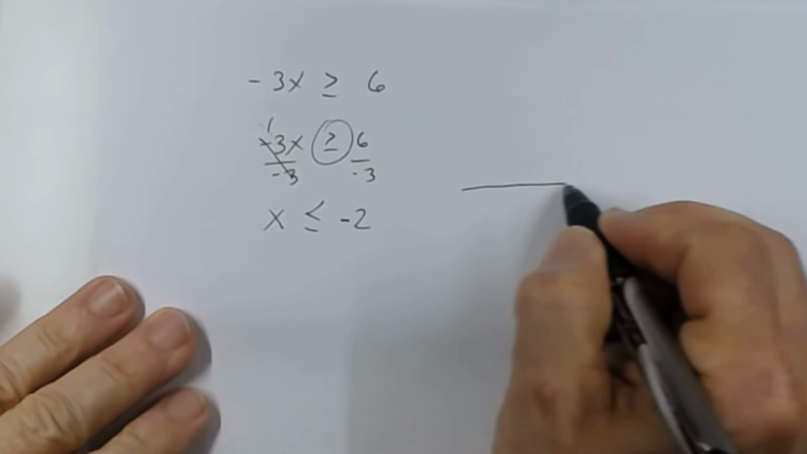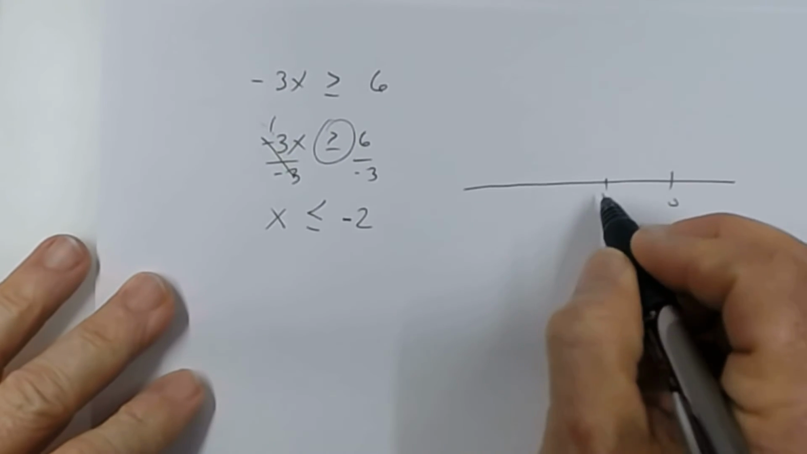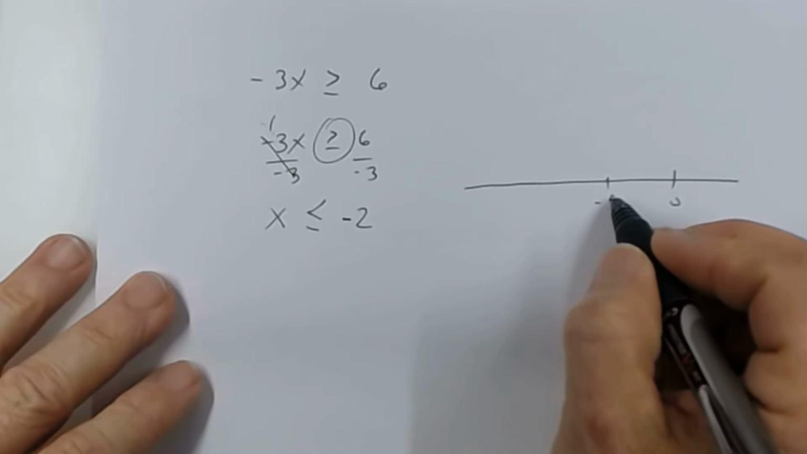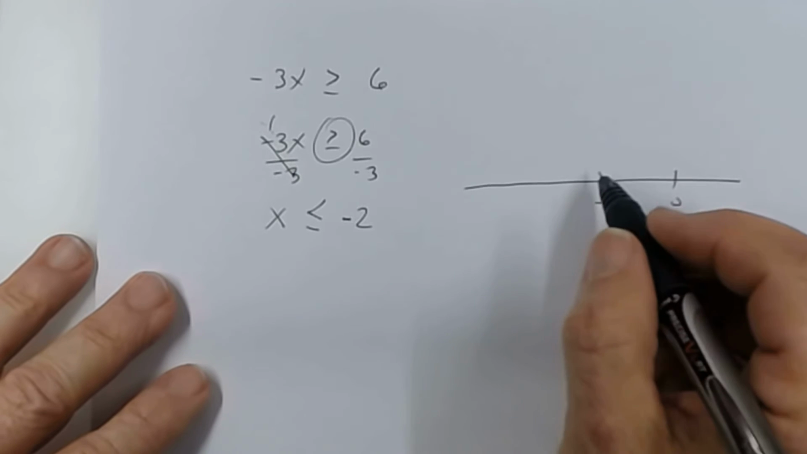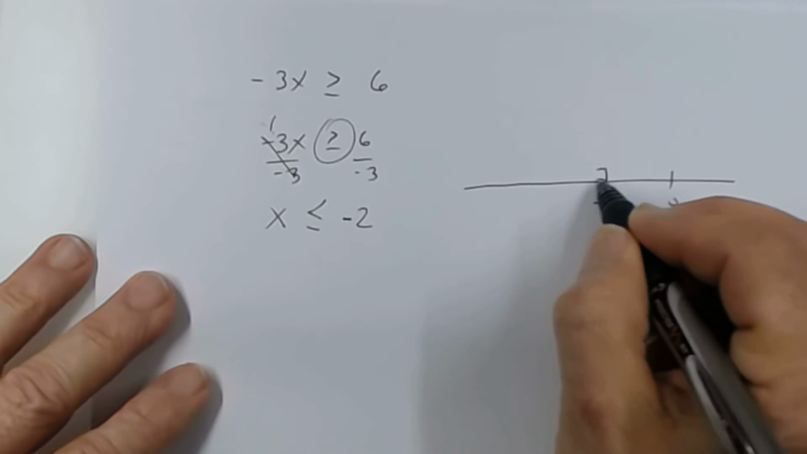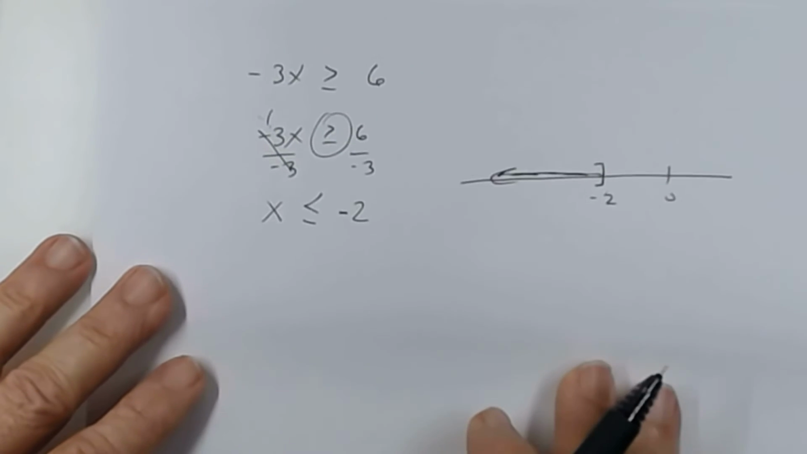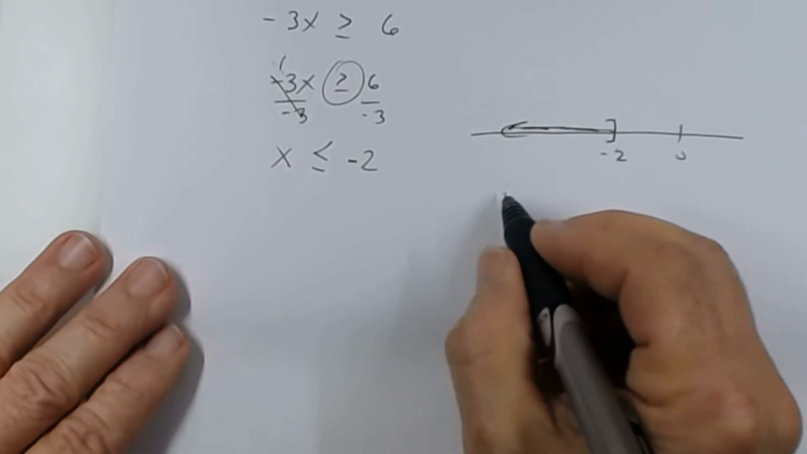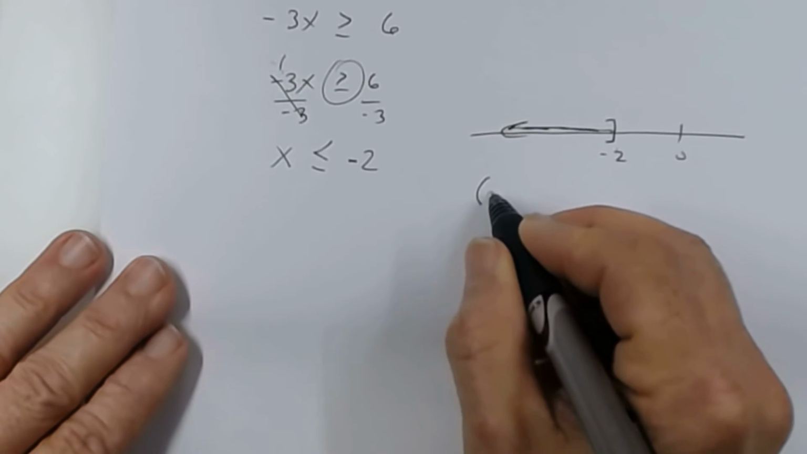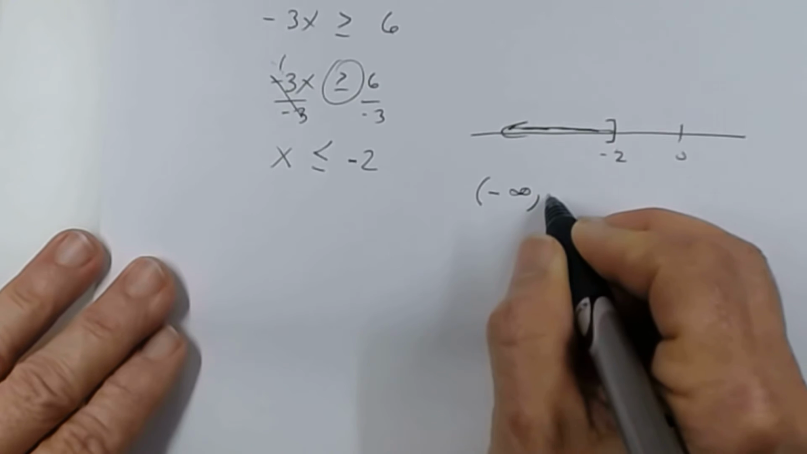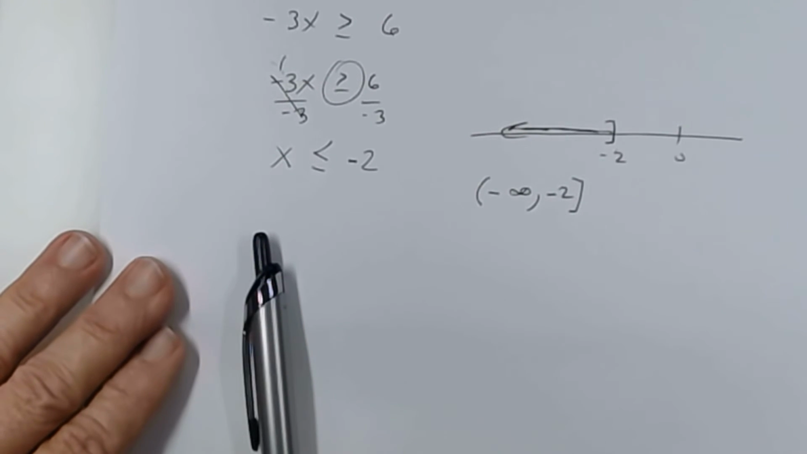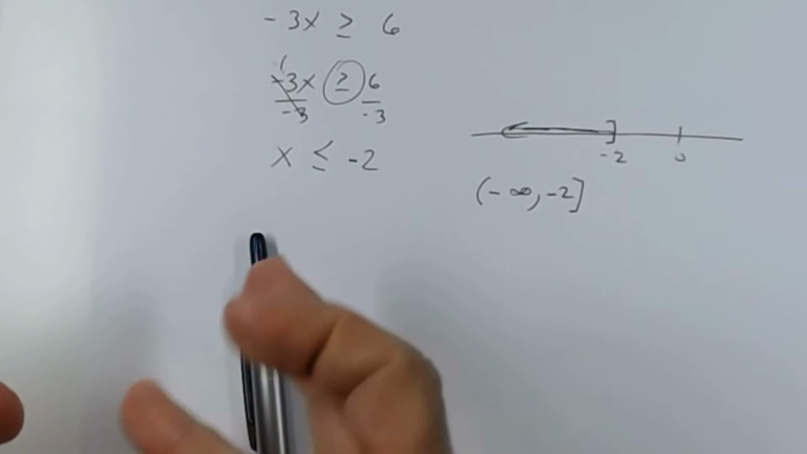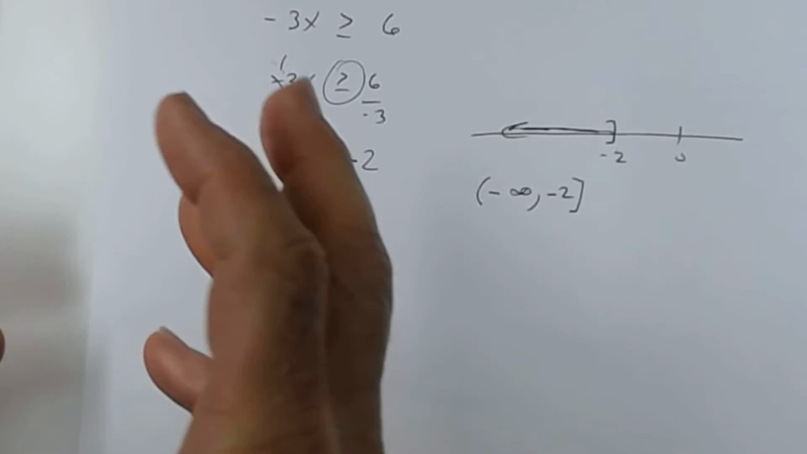And now what does the graph look like? Here's 0. Here's negative 2. Parentheses or brackets? Bracket pointing which way? To the left. So I shade in all this. That's your graph. What's the interval notation? Parentheses, negative infinity, comma, negative 2, bracket. Okay?